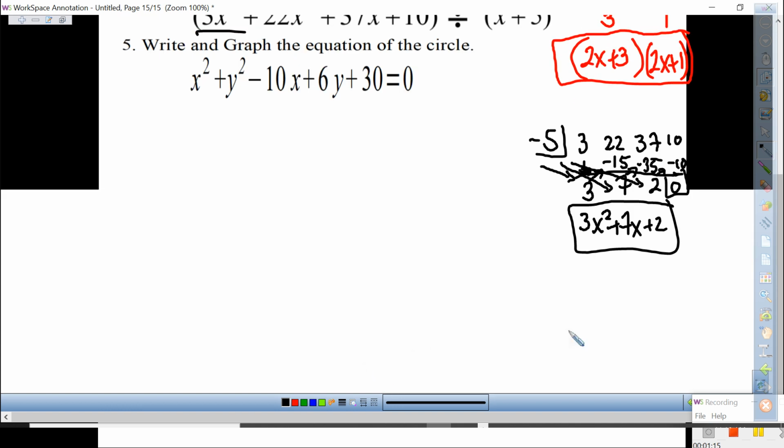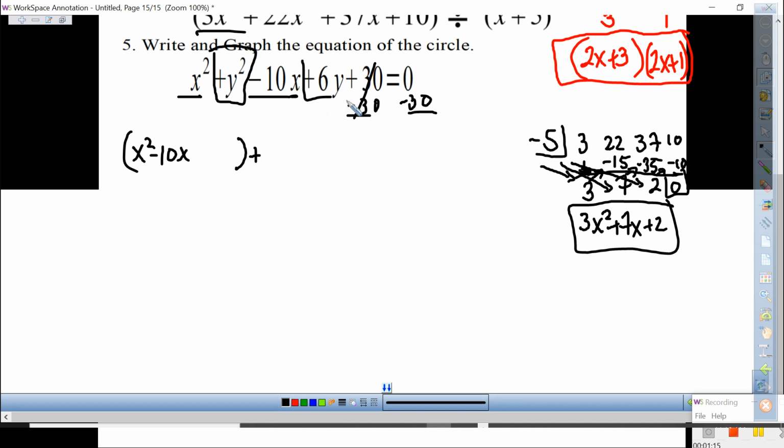And number 5. Number 5 is the challenging one because it requires a lot of process, and the process that we practiced before Christmas break was completing the square. I don't know if you guys remember, yeah? So subtract 30. I'm going to combine like variables. So I have x squared minus 10x, leave an empty space, plus y squared with a 6y, leave an empty space. Now that equals -30.